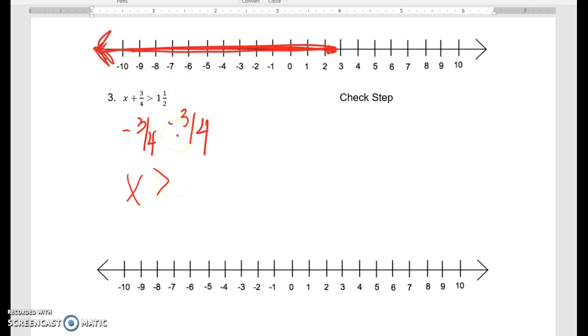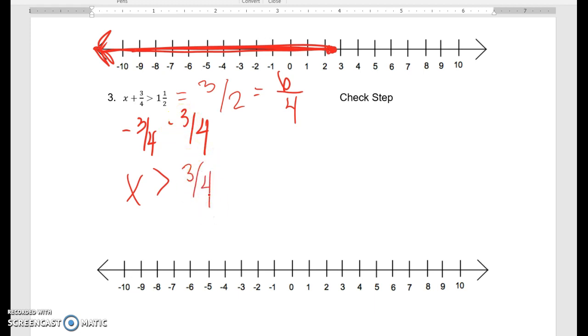into an improper fraction. So 1 and 1/2 as an improper fraction, you think to yourself, that would be 3/2. And then now I need to make a common denominator because you cannot do 3/2 minus 3/4. So I'm going to make that a 4. 2 times 2 is 4. 2 times 3 is 6. So now I have 6/4 minus 3/4, which once again will give you 3/4.